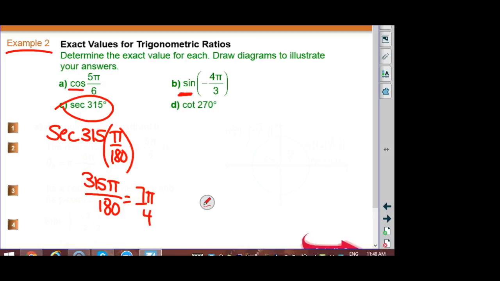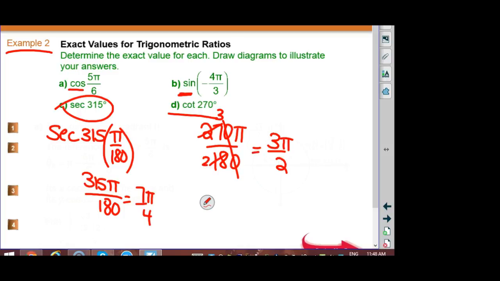Okay, example 2, and this is the last one. We have cotangent of 270. Let's figure out what that would be as a radian, since it is in degrees. So 270 pi over 180, we can reduce that. I can take tens out, and then I can divide by 9 in each. That would leave me with 3 here and 2 there, so I should have 3 pi over 2 when it's reduced.